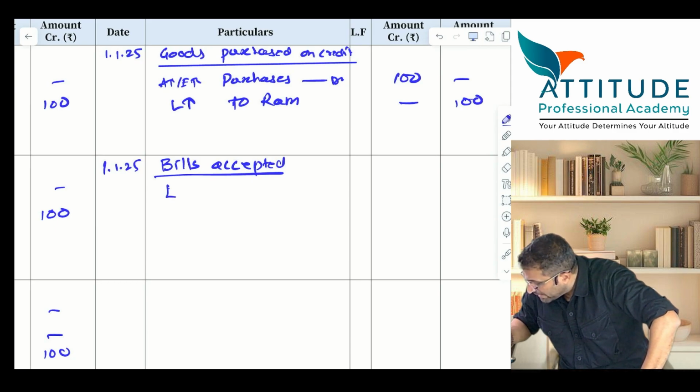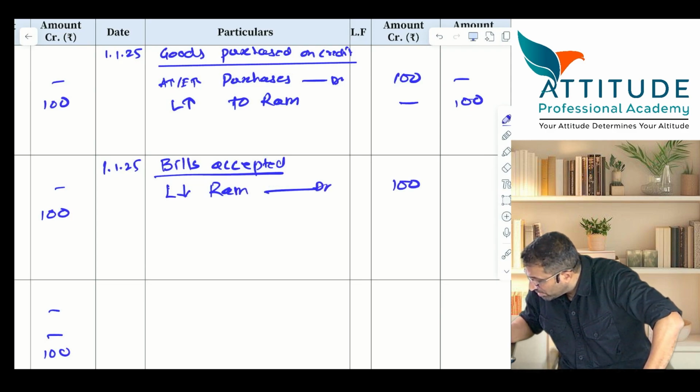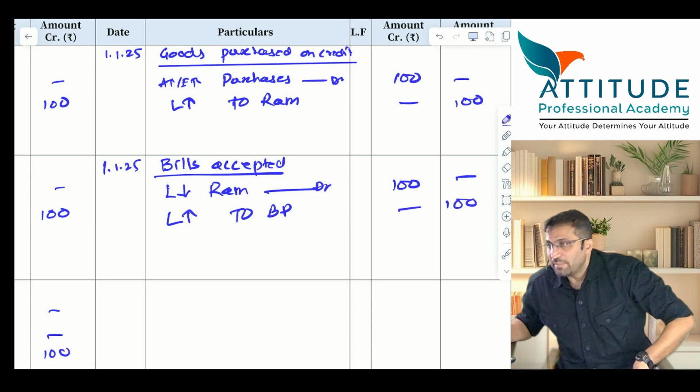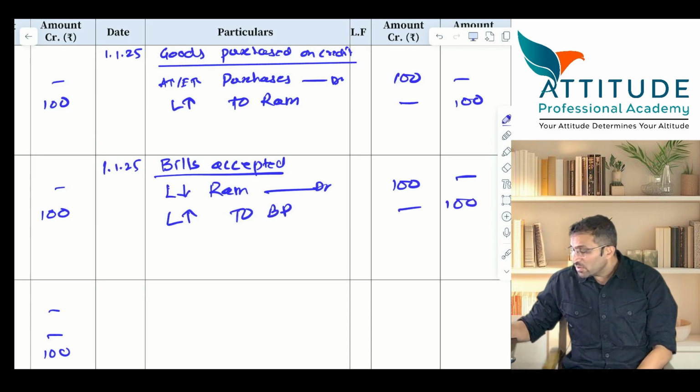Means what? Liability. Say it like that: liability reduces, Ram account debit. To, liability increases, bills payable. Very good, excellent. I'm happy now. So Ram's liability has reduced. Ram is now replaced as bills payable.